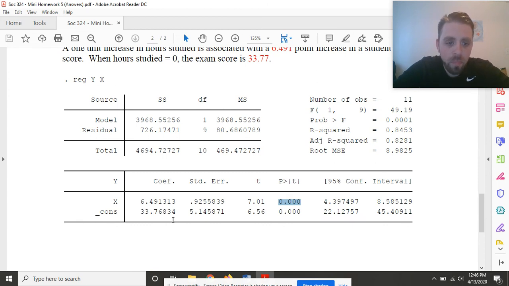My constant, or my y-intercept, does the term 33.77 mean anything to you? It should, because that's exactly what I'm seeing here, 33.76834. We just rounded that off to 33.77. And you will remember the final thing I wanted you to be aware of was the R squared. It's very high. In a very simple bivariate formula here, hours studied explains 84.53% of all variation in student test scores on this exam. So that's a pretty powerful relationship between these two variables.